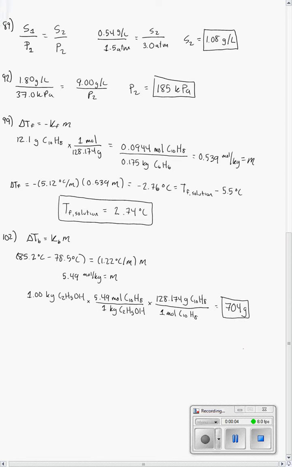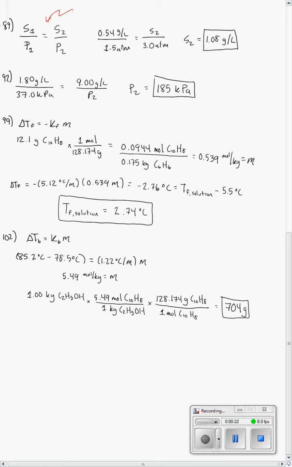Numbers 89 and 92 are both Henry's law problems. And what Henry's law says is basically that the solubility of a gas is directly proportional to the partial pressure of that gas. We can explain that using this nifty little equation here. S1 over P1 equals S2 over P2.